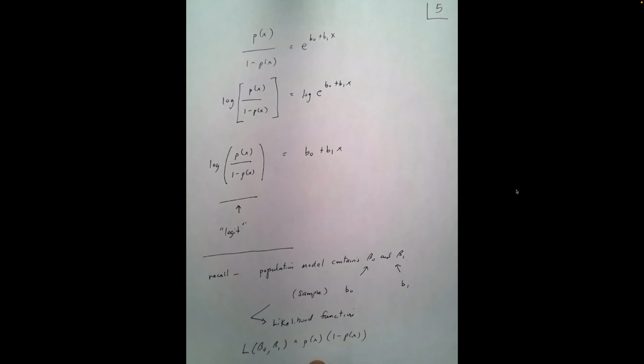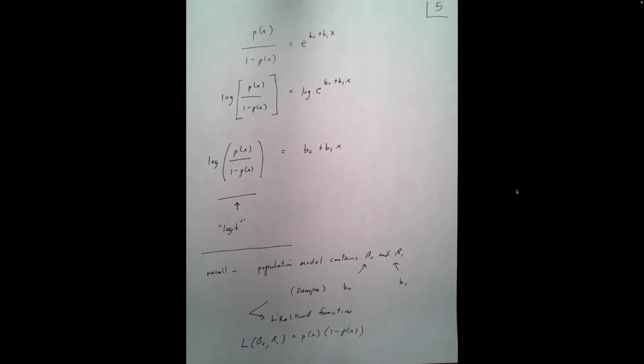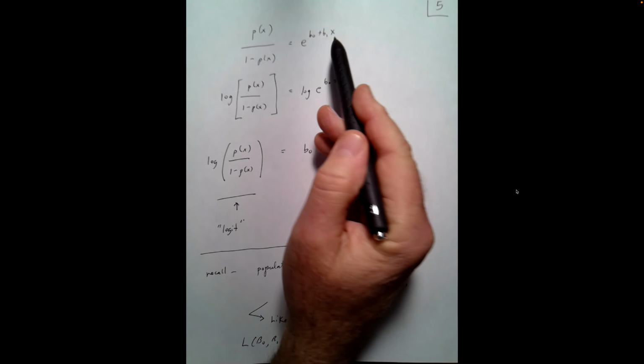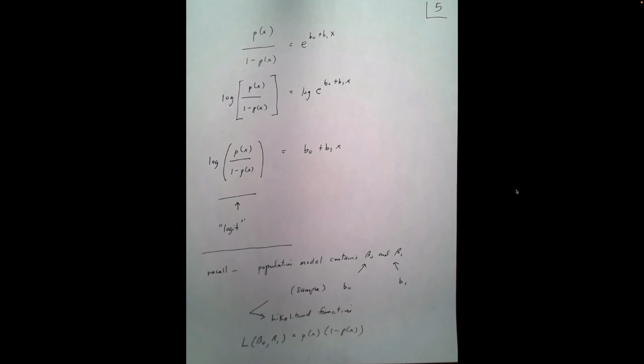Now, what we can see is that the odds on the left is equal to e raised to the b0 plus b1x. We're just looking at one predictor here, but this can be generalized to where we have multiple predictors, as we will find out.